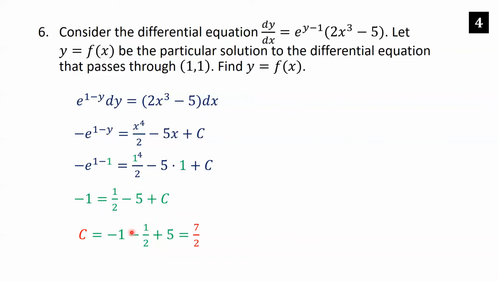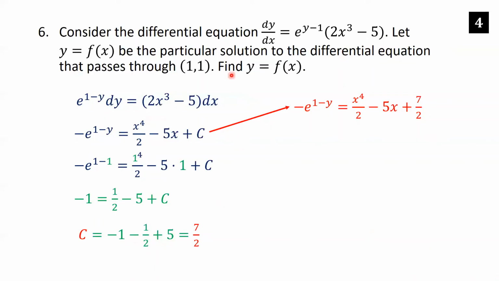5 minus 1 is 4. So we have 4 minus a half, which is 3.5, or you could do it as 8 halves minus 1 half, which is 7 halves. So now we can go ahead and rewrite our solution here with c replaced by 7 halves.